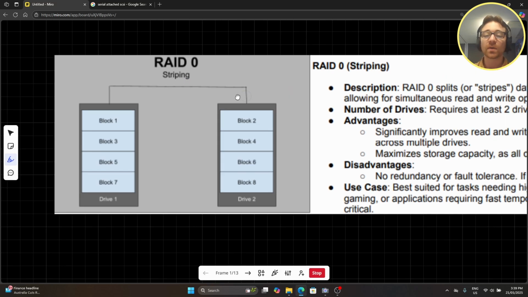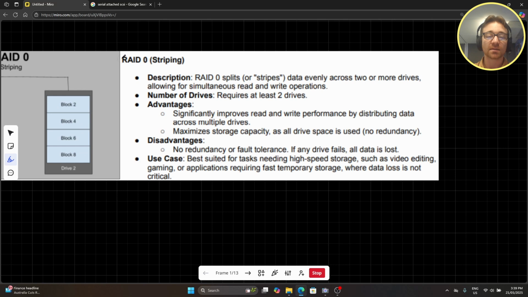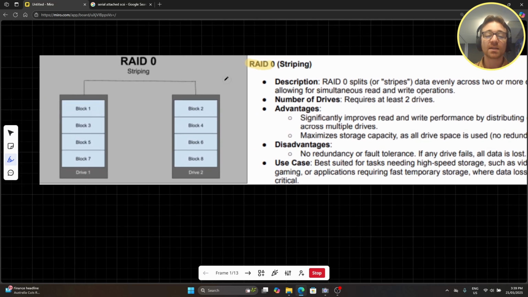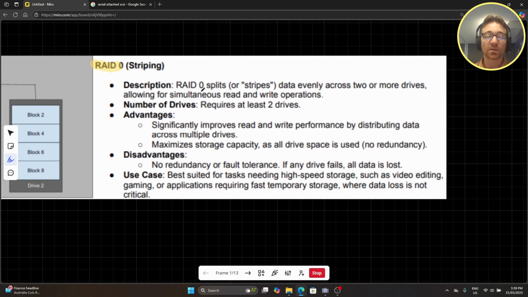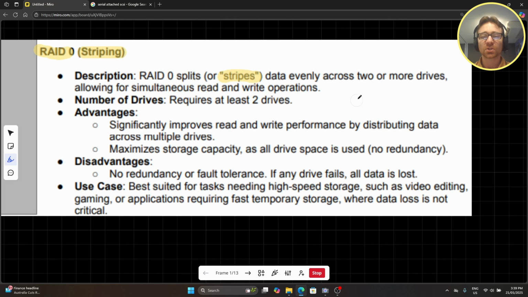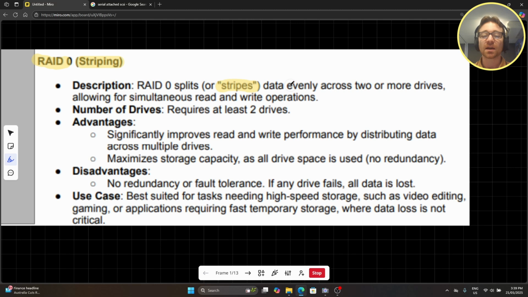All right, so we're going to go ahead and get started with RAID 0. Now, RAID 0 is what we see here. It does something called striping. Okay, RAID 0 does something called striping. Now, what does that mean? Striping means that it splits data evenly across 2 or more drives.